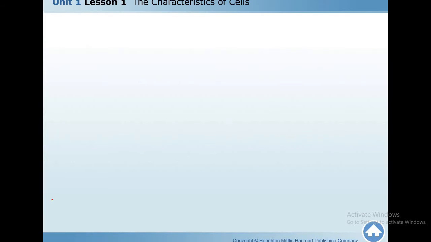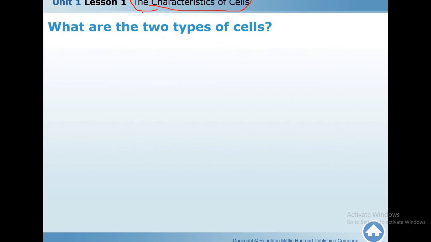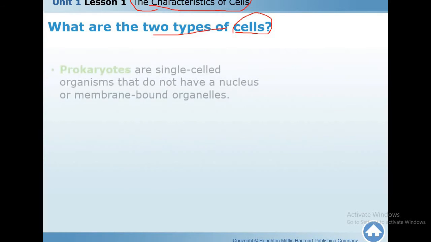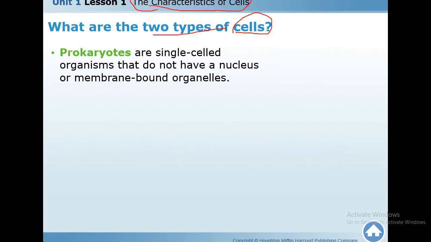Hello dear students, today we are going to continue lesson 1, the characteristics of cells. What are two types of cell? We have two types of cells. Prokaryote, this is the first type.